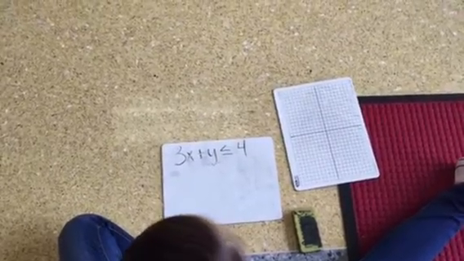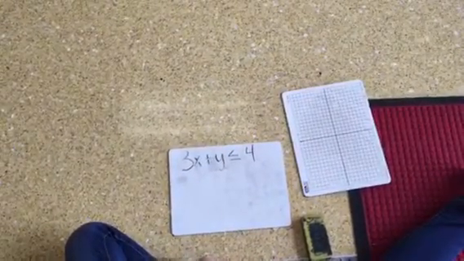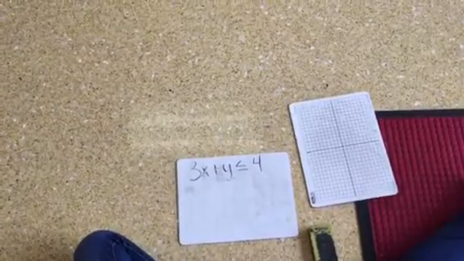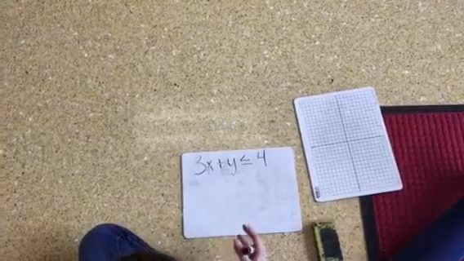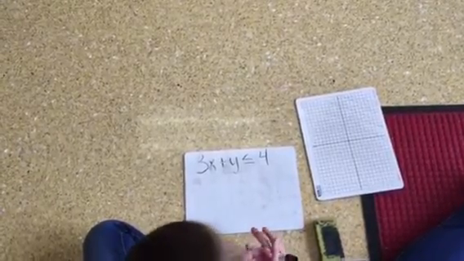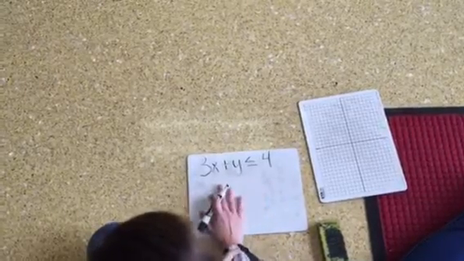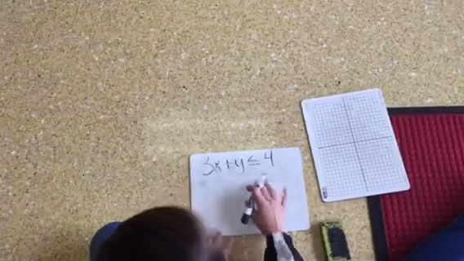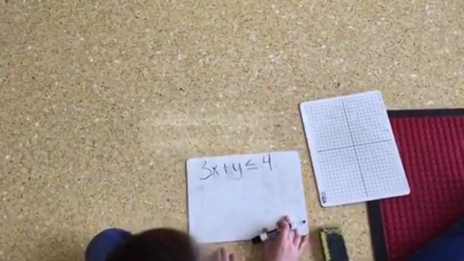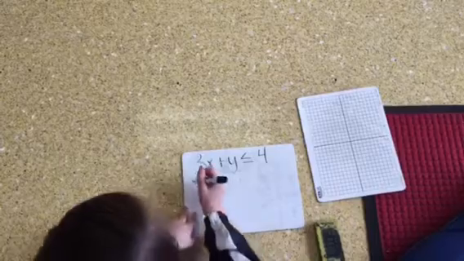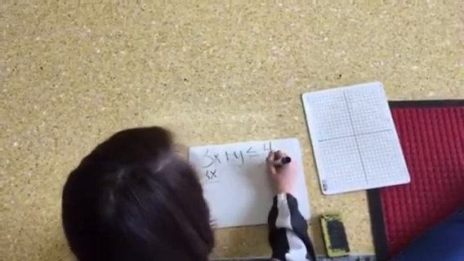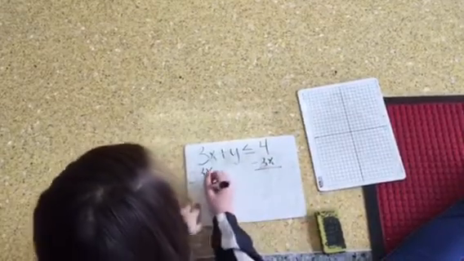Okay, so the inequality that we have here is 3x plus y is less than or equal to 4. So the first step that we would do is solve for y, which is also known as putting it into y-intercept form. So what we're going to try to do is get y on one side of the inequality while everything else, the 3x and 4, are on the other side of the inequality. So to do that, we would subtract 3x on both sides to get y by itself.